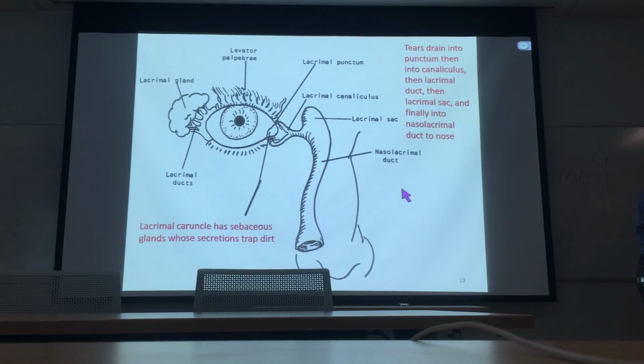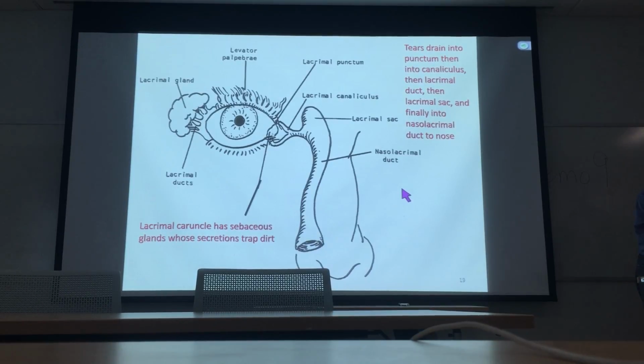All right? So the first place the tears go into is the punctum, then to the canaliculi, the lacrimal sac, and the nasolacrimal duct. That's the pathway of tears out of the orbit. Easy enough. Especially in the lab, make sure you understand the bump is the papilla, the hole or opening is the punctum.